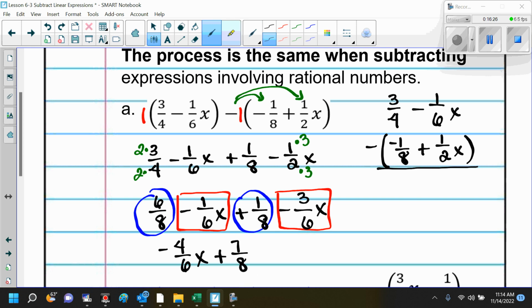Now, of course, does everybody see this 4/6 right here? Yes, we can simplify that by dividing by 2. So we'll divide this by 2 and divide this by 2. And I'm going to write it over here because I don't have any space. So this is going to be equal to negative 2/3 x plus 7/8. Is everybody clear?